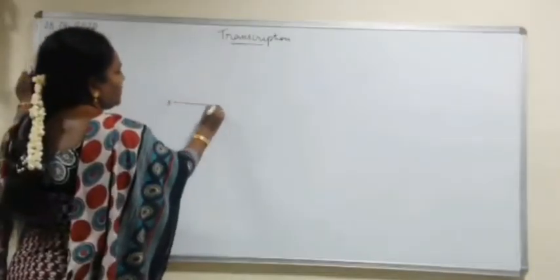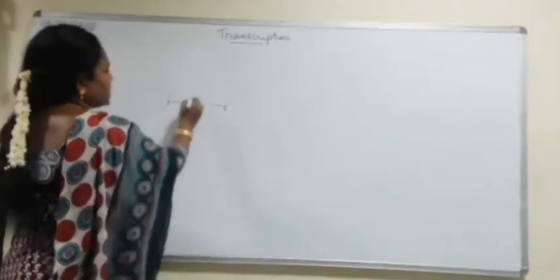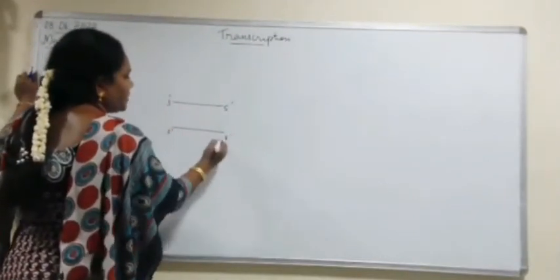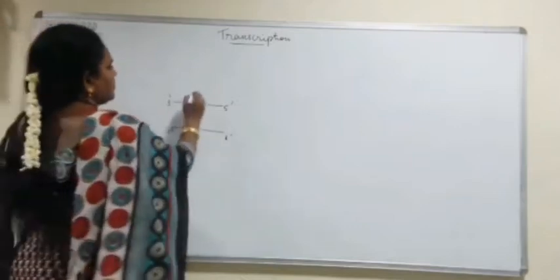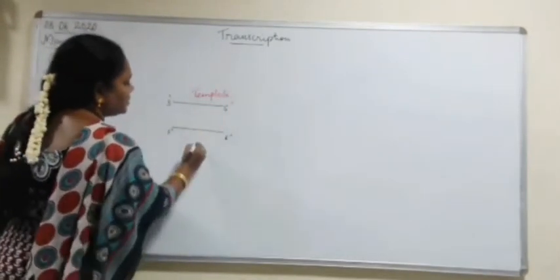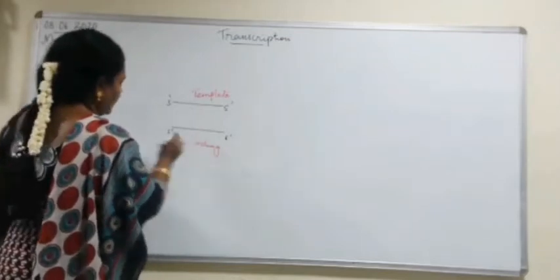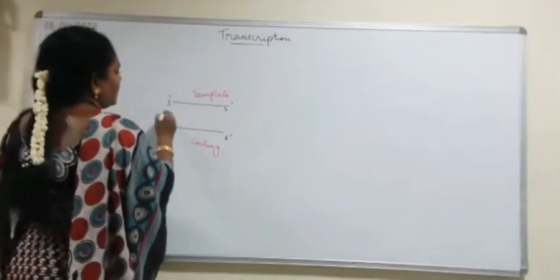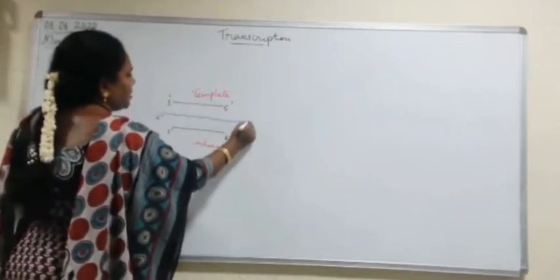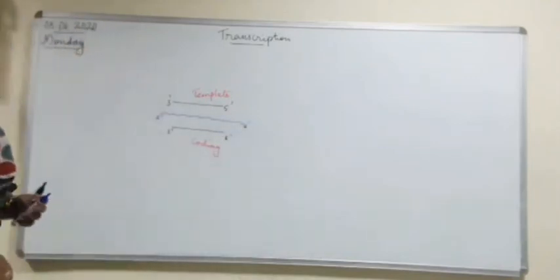3 prime to 5 prime is the template strand, and 5 prime to 3 prime is the coding strand. Yes, this is the template strand and this is the coding strand. And in between you have mRNA. The information from DNA is being transcribed to mRNA. You have understood, right?